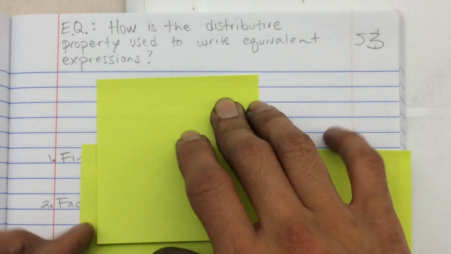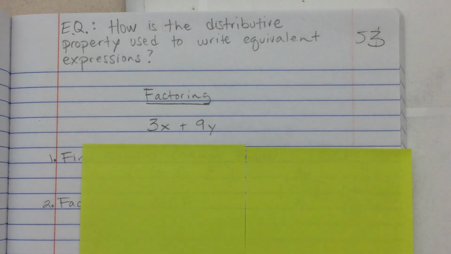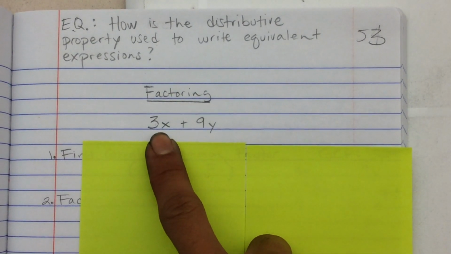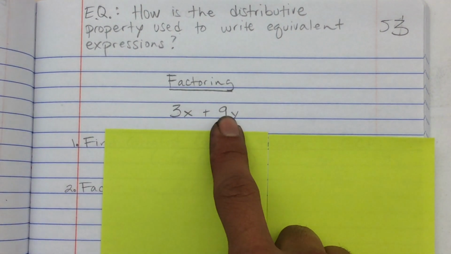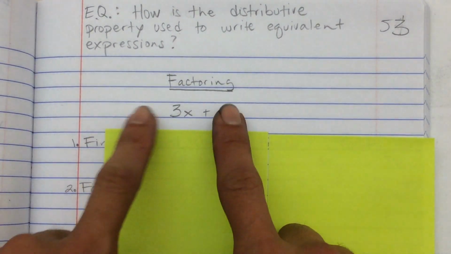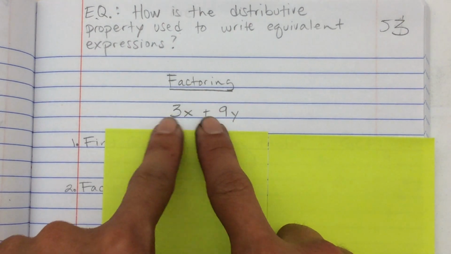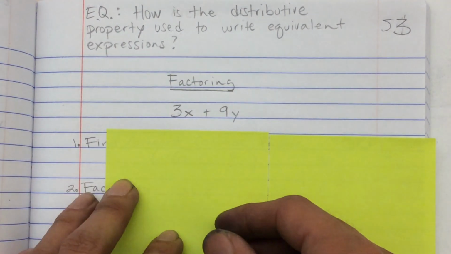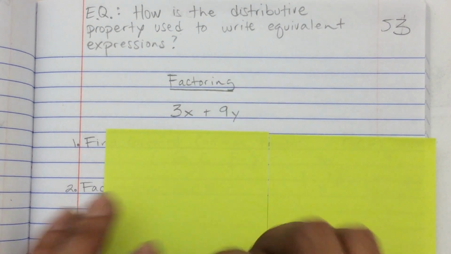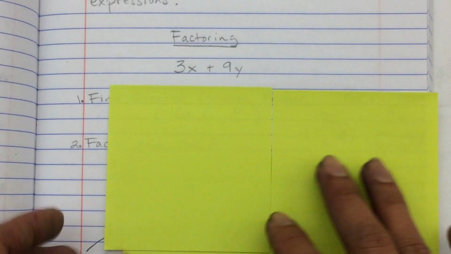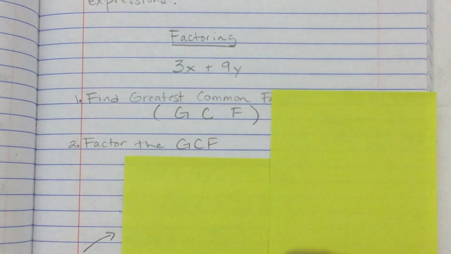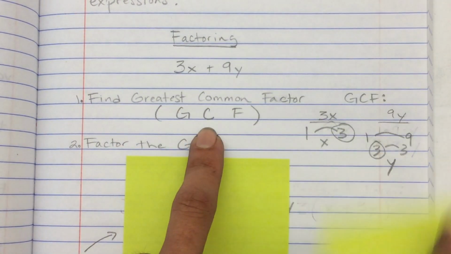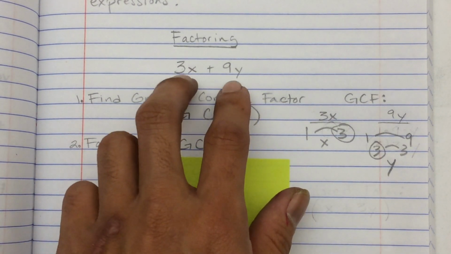Let's start by looking at factoring. Let's look at the expression 3x plus 9y. When we factor, we want to change the expression from a sum to a product of two factors. And that's why it's called factoring. To do this, first, we'll need to find the greatest common factor of these two terms.